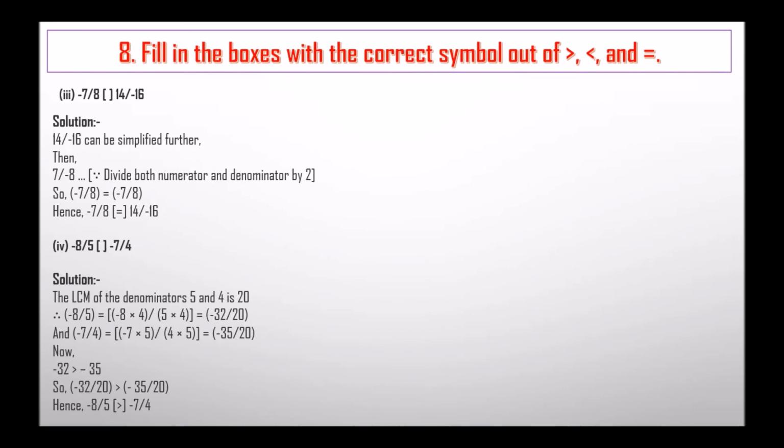Minus 8 upon 5 box minus 7 upon 4. The LCM of the denominators 5 and 4 is 20. Therefore, we will get minus 32 upon 20 and minus 35 upon 20. So minus 32 is less than minus 35.